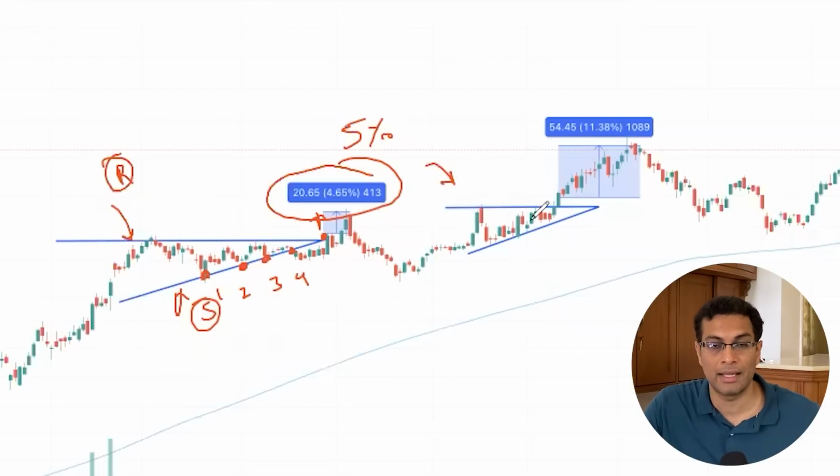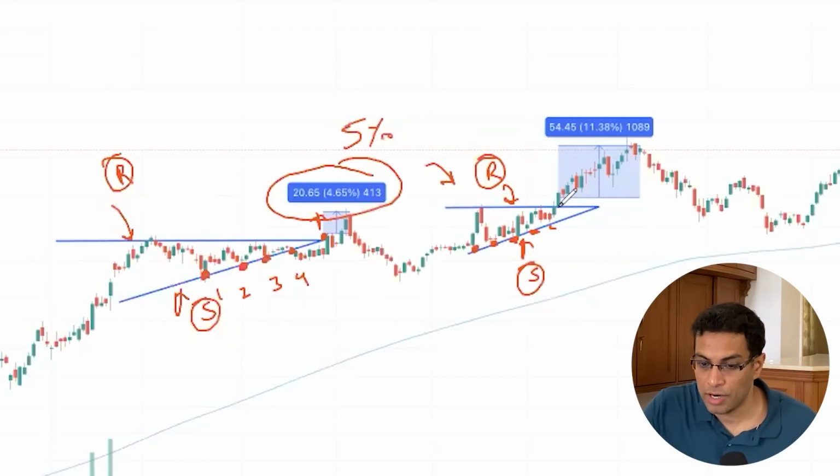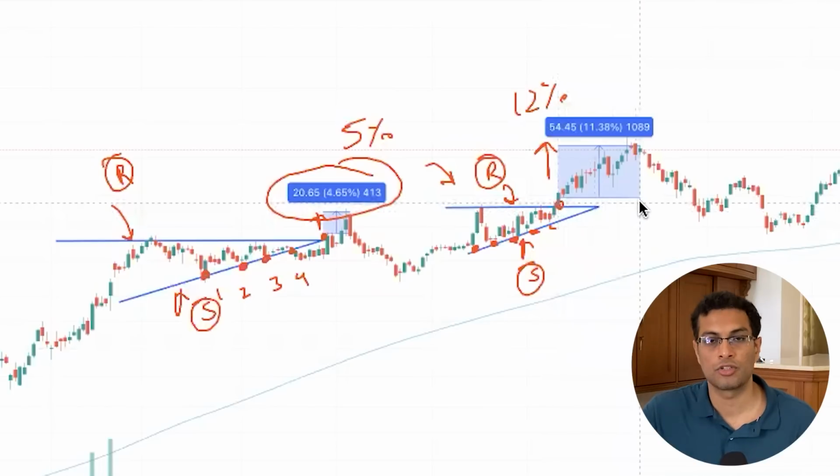So this is the second time this pattern is forming, and here you can see multiple touch points again, 1, 2, 3, 4, at least 5-6 times it has already touched. The resistance line is almost intact. On the support line, we are making higher lows. And what happened after that? So there was a run up of approximately 12% from October 12th to November 8th. So in less than a month, the stock gave a 12% return.